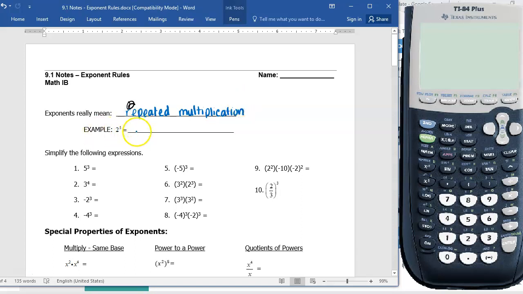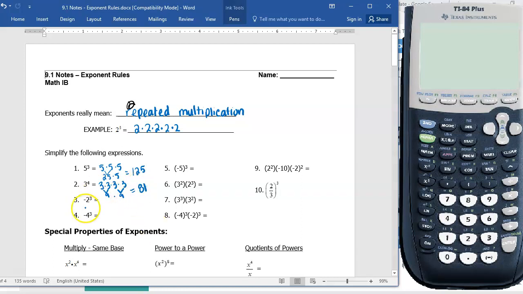So whenever you see 2 to the 5th power, it really means 2 times 2 times 2 times 2 times 2. Okay? So we're going to do these problems without the calculator. So 5 times 5 times 5, that would be 25 times 5, and 25 times 5 is 125. So that would be our answer for number 1. For number 2, we would have 3 times 3 times 3 times 3. So 3 times 3 is 9, and this 3 times 3 is also 9. 9 times 9 is 81.